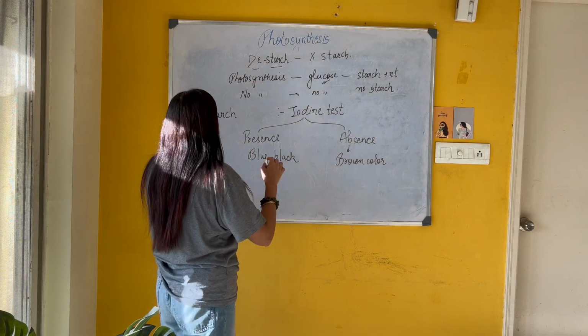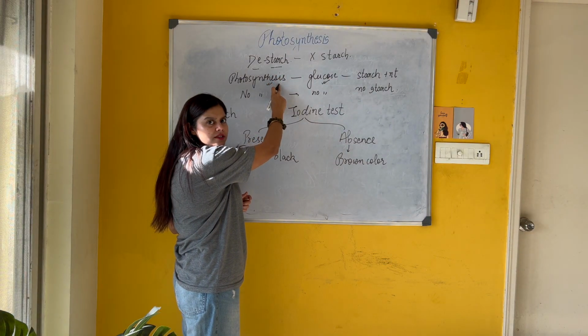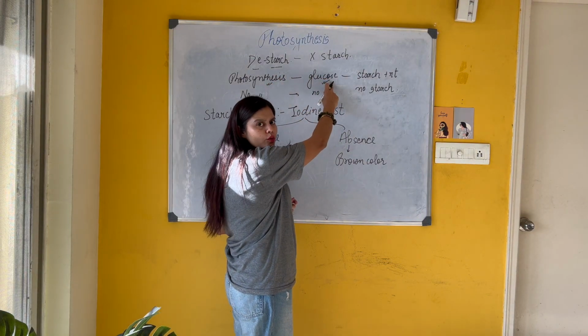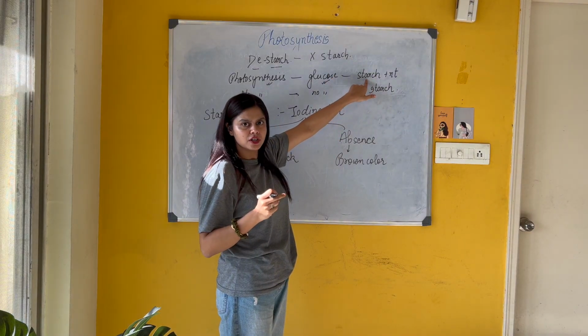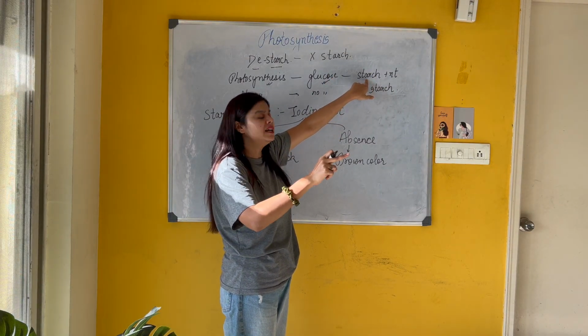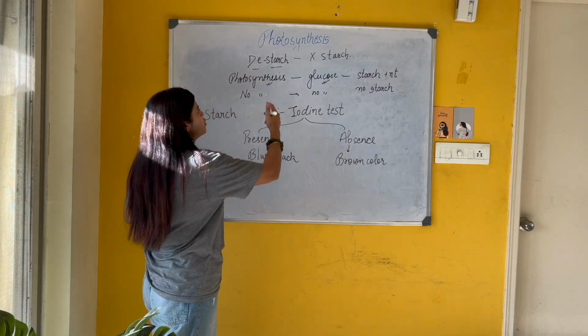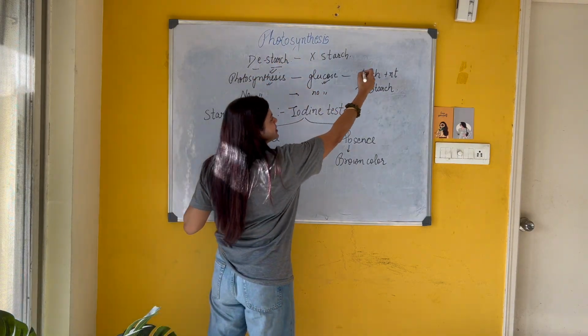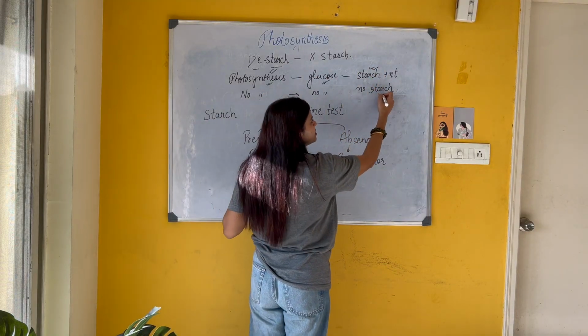So the answer is, if a plant performs photosynthesis, what is produced? Glucose. And that glucose is stored in the form of starch. So for starch to be present, the plant should carry out which process? Photosynthesis. So if photosynthesis occurs, starch is present. No photosynthesis means no starch.